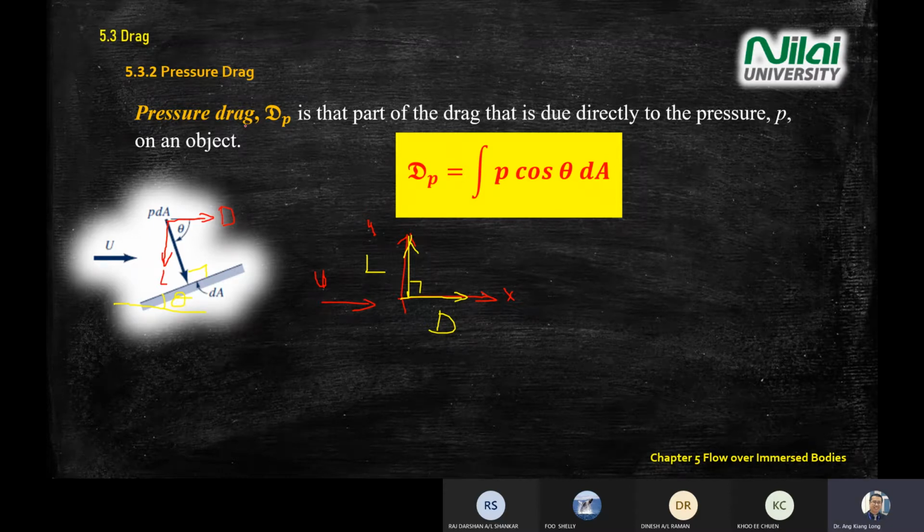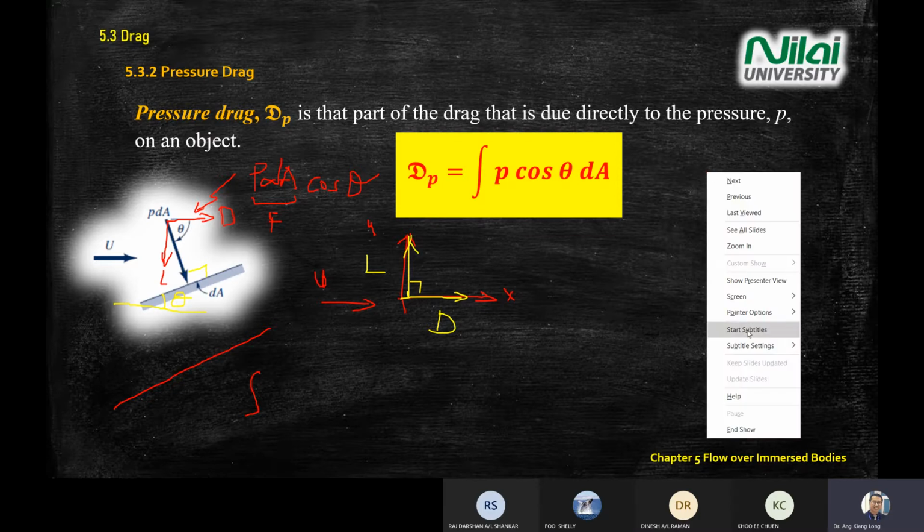So in this case, we are interested in drag. So this component is P dA. This is force, right? Force times the angle here. When you expand to this direction it is cos theta. So when you want to get the overall surface pressure drag, you integrate from some point to another point. So here the pressure drag equals the integration of P cos theta dA.